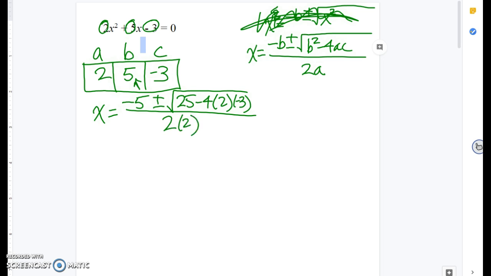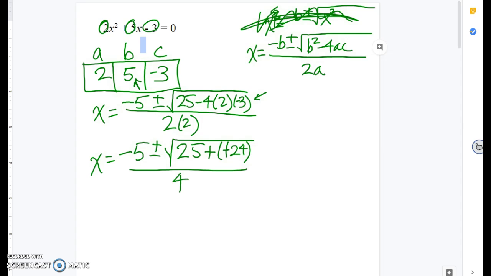Please remember that in this area right here, finding that discriminant is of paramount importance, so follow your order of operations. So x equals negative 5 plus or minus the square root of 25 minus 4 times 2, which is 8. 8 times negative 3 is negative 24. And then you do that, divided by 4. So x equals negative 5 plus or minus the square root of 49.